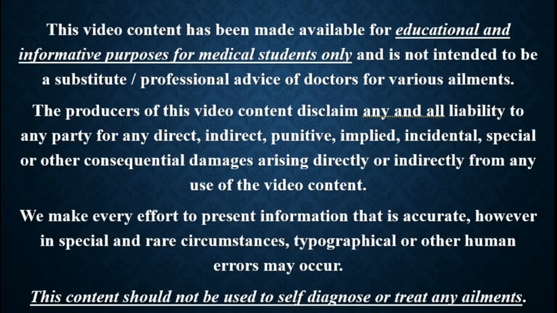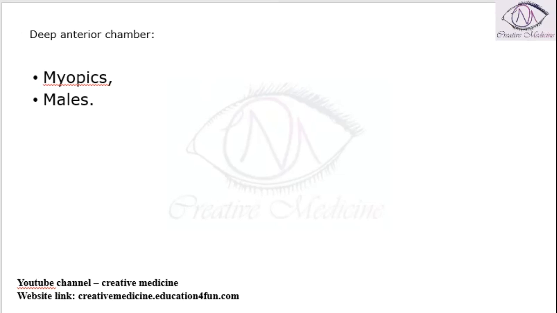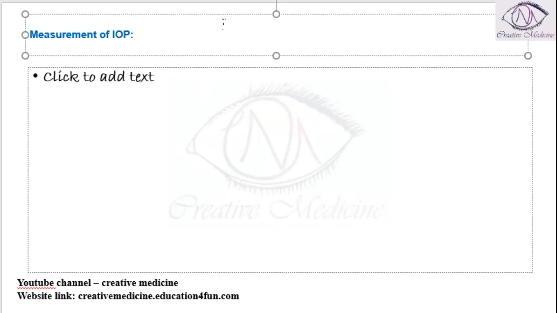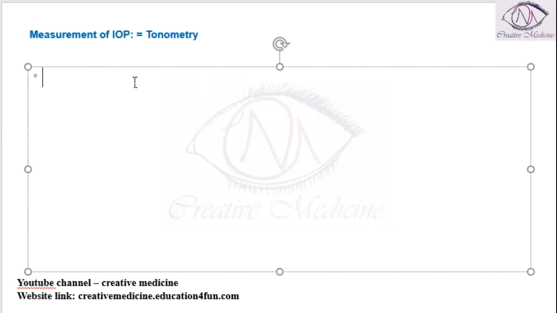In this lecture, we will learn about measurement of intraocular pressure. Measurement of intraocular pressure is mainly done with the help of tonometry. First we will see the types of tonometry. Tonometry is mainly of four types.